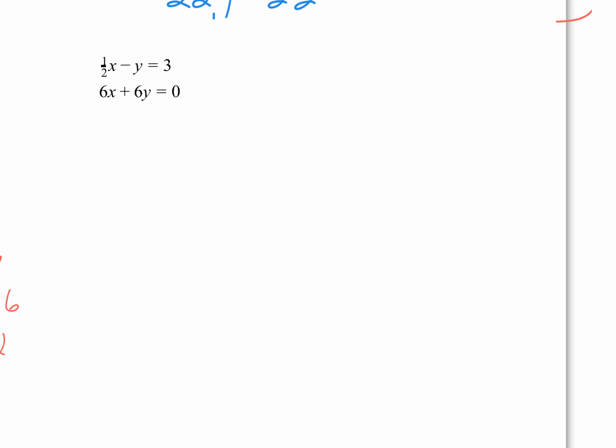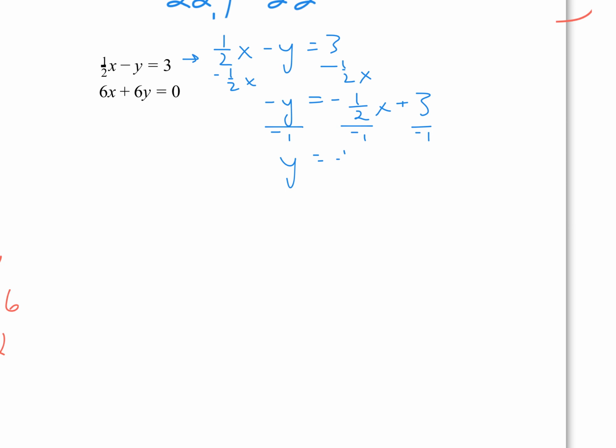Okay, and the last example we have for substitution, let's get one of these variables in one of the equations solved for by itself. So I'm going to look at this first one and say, let's get y by itself, which means I'm going to subtract the 1/2 x. I'm going to get negative y equals negative 1/2 x plus 3. Divide everything by negative 1 because there's a negative y, and then I get positive y equals 1/2 x minus 3. So that's the new form of that first equation.